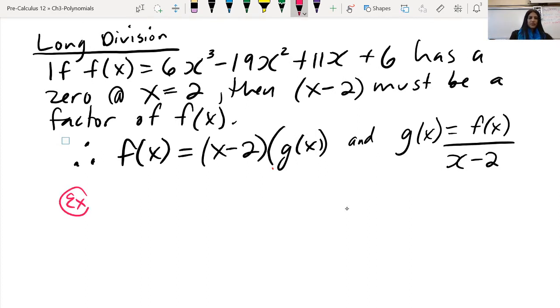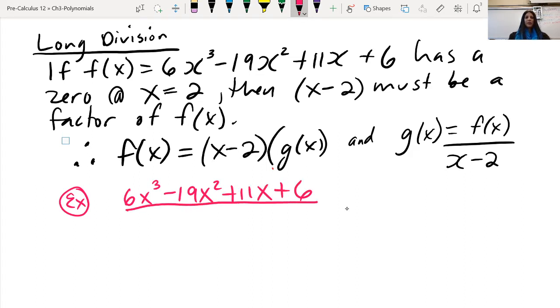So I'm going to take this and rewrite it. I have f of x equals 6x cubed minus 19x squared plus 11x plus 6. And that whole thing is being divided by, well, if we're told that we have a zero of x equals 2, then we would be dividing by x minus 2 because that must be a factor of our polynomial. So we would divide this all by x minus 2. I don't really need the brackets, but I'm going to put them there just to make this nice and clear for us.